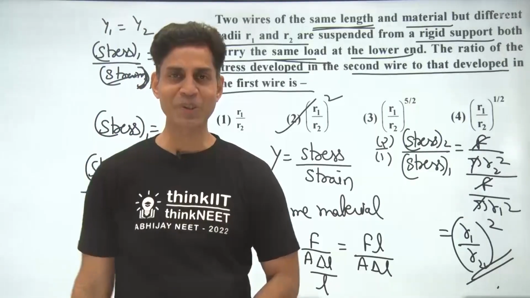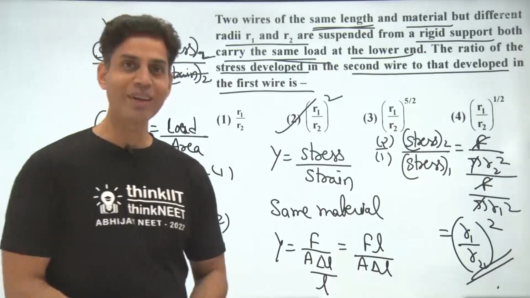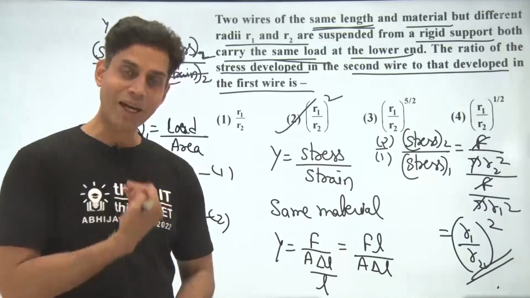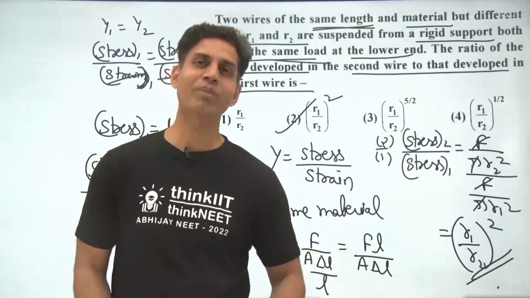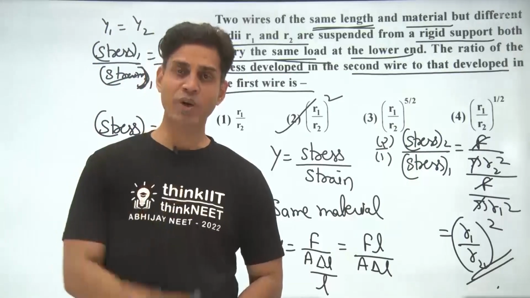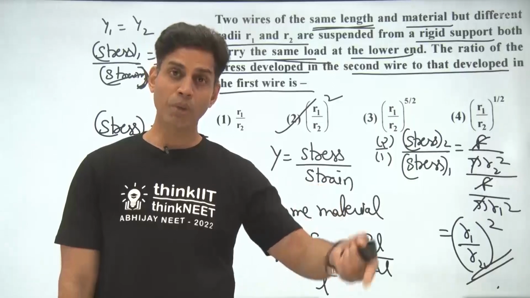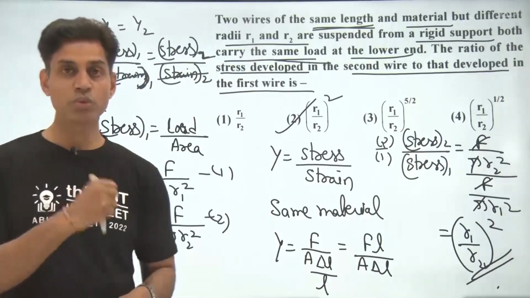This is a very good question. Even I was thinking, because usually I didn't expect the question to be that simple. It sometimes happens that we expect a question cannot be this simple. Anyway, our answer is R1 by R2 whole square, the ratio of the stress developed in 2 upon stress developed in 1. So option number 2 is the correct answer.